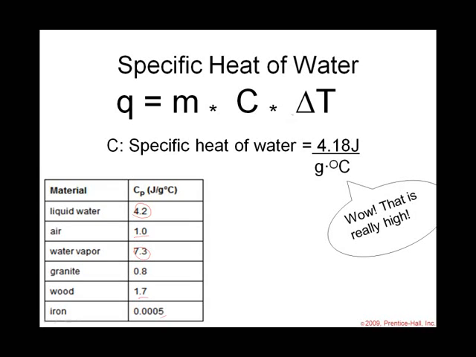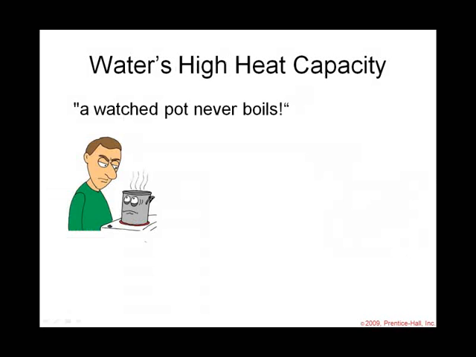And that means that in order to raise a gram of water by 1 degree C, it takes a tremendous amount of energy. A lot easier to raise the temperature of iron or wood. Takes a lot less energy. Okay, so water has a very high specific heat capacity. And that's why the old saying, a watched pot never boils, is kind of true. It takes a really long time for a pot of water to boil because it's got a very high specific heat capacity. It needs a lot of energy to get that to boil.